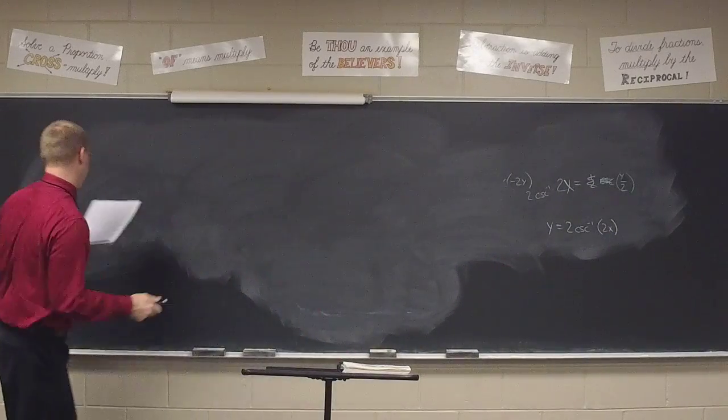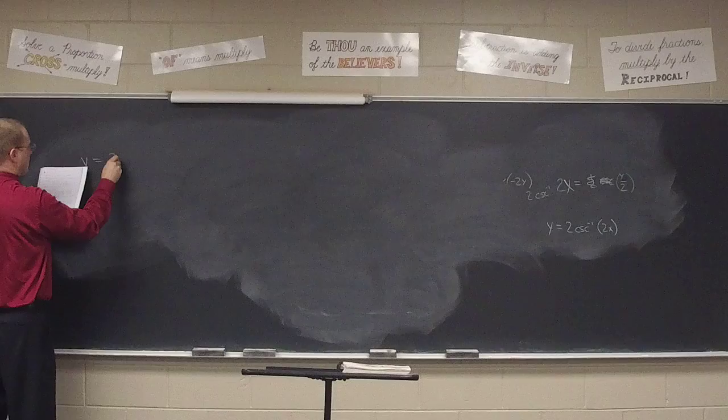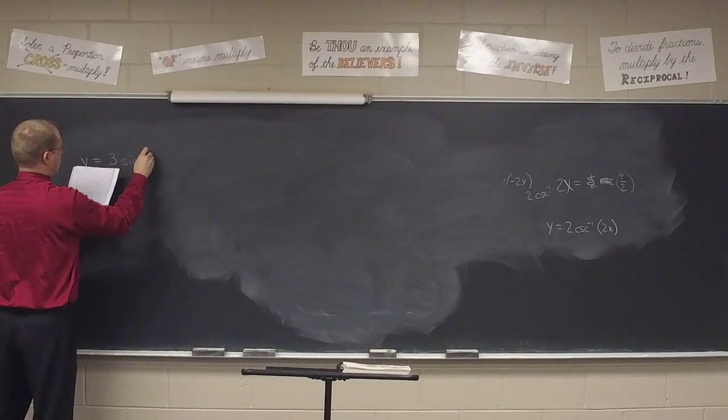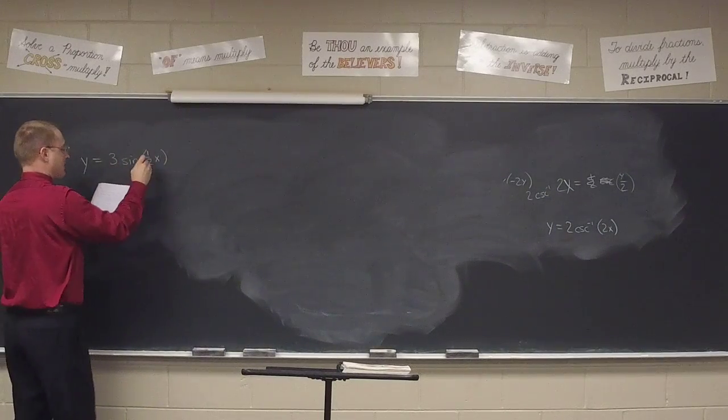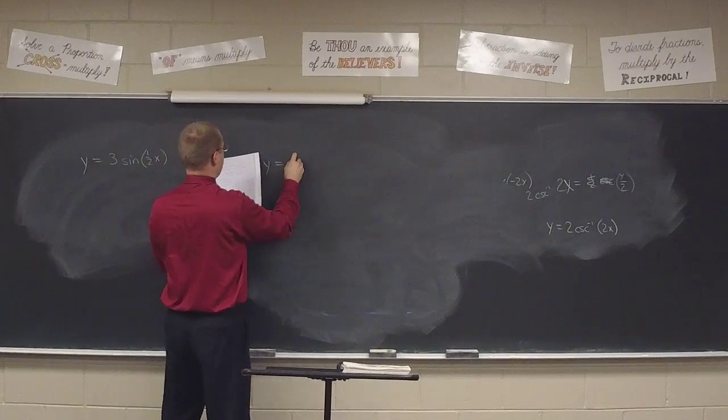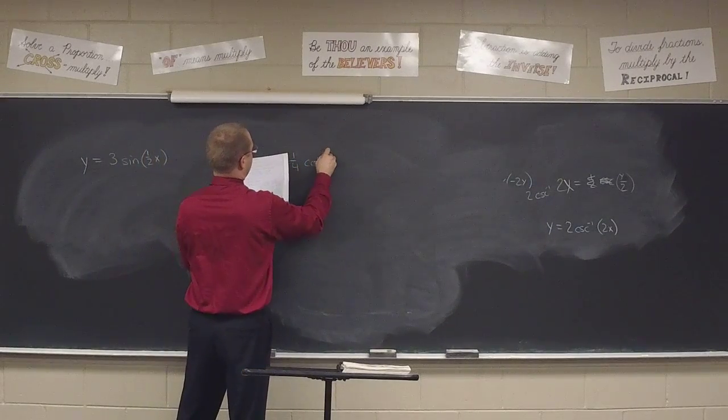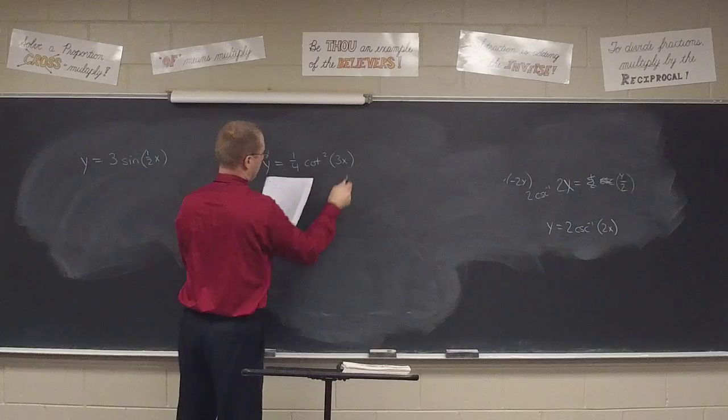So if you would, I want you to find the inverse trig equation for y is equal to 3 times the sine of half x, and the inverse trig equation for y equals a fourth, the cotangent squared, 3x.